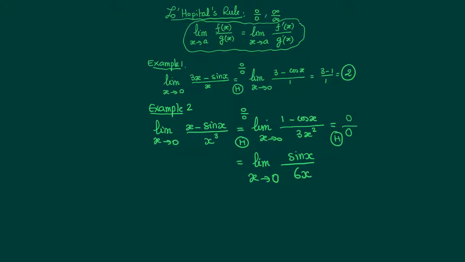And with substitution again, we see it's 0 over 0. So we can apply L'Hopital's rule again. So we say it's the limit as x goes to 0 of the derivative of sine, which is cosine, over the derivative of 6x, which is 6. And now a substitution will give us cosine 0, which is 1, divided by 6. So the limit is 1 over 6.